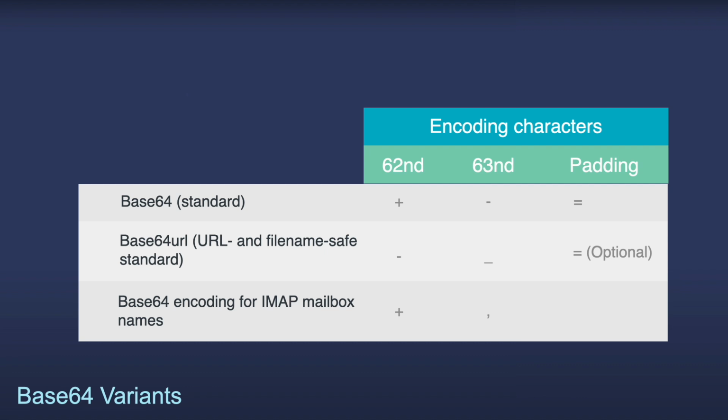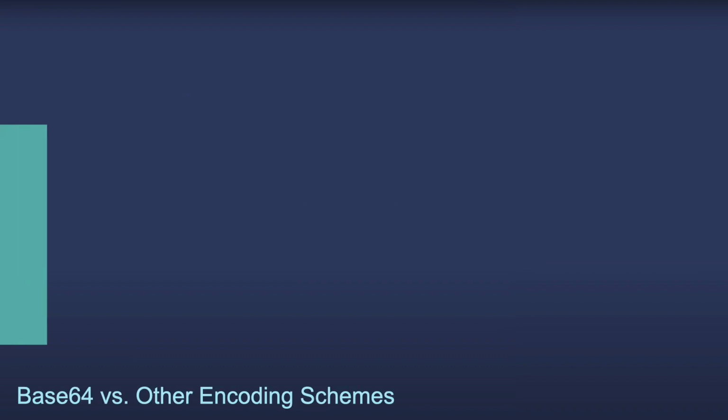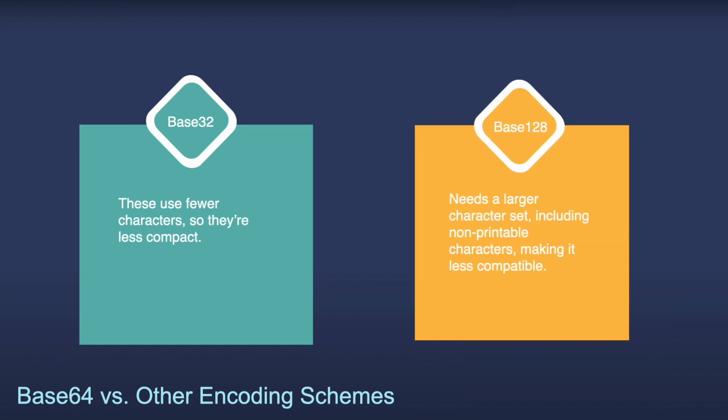Here are some of the variants. Why choose Base64 over other methods? Base32 uses fewer characters, so it's less compact. Base128 needs a larger character set, including non-printable characters, making it less compatible. Base64 hits the sweet spot for text-based systems, balancing compactness and compatibility.